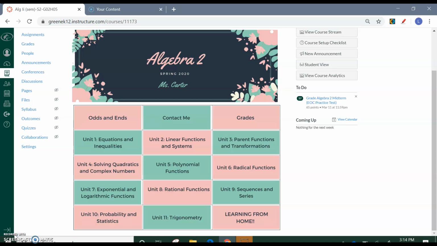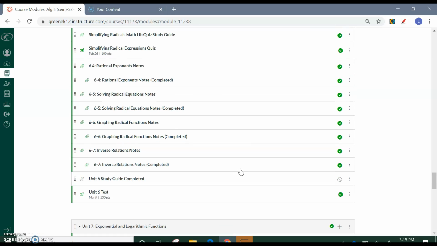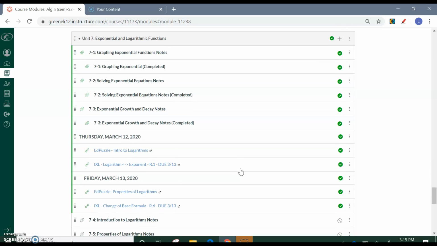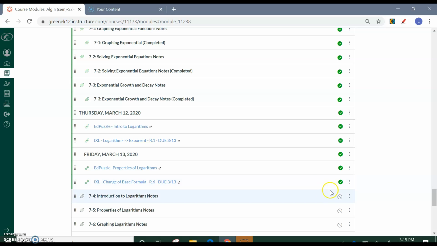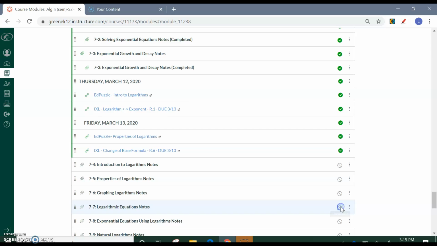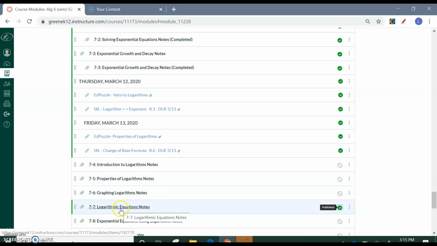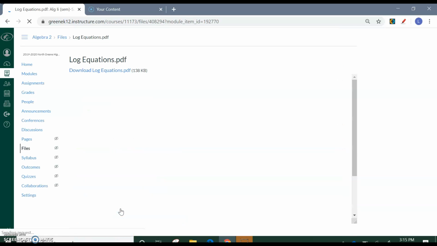If not, and you have access to a printer, these are actually going to be underneath Unit 7, so you can go to Unit 7, and, well, actually, you have to click on Unit 6 and then scroll down. If you click on Unit 6 and then scroll down, this is going to be logarithmic equations. So I will publish that so you all can see it, and it'll be 7-7. This is only if you have access to a printer.